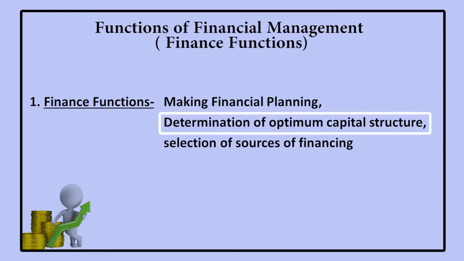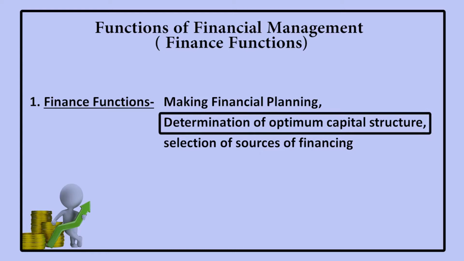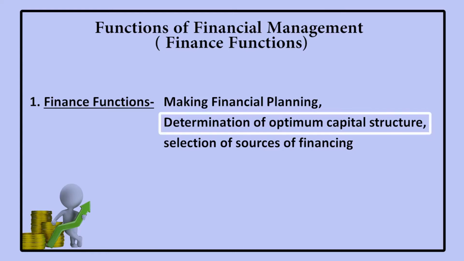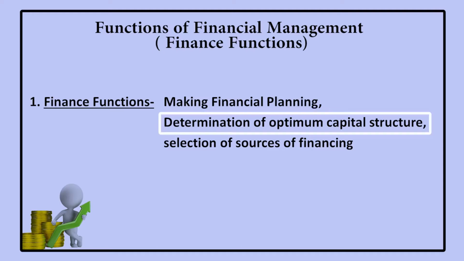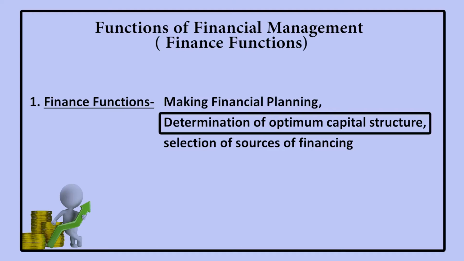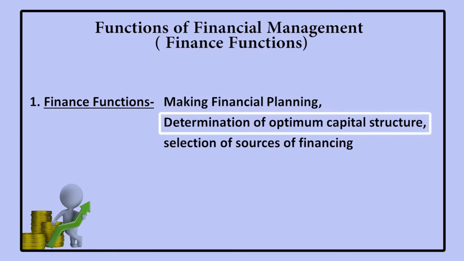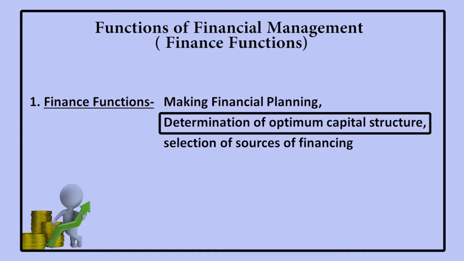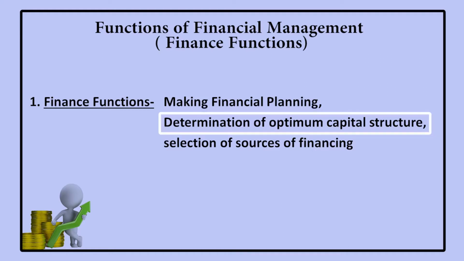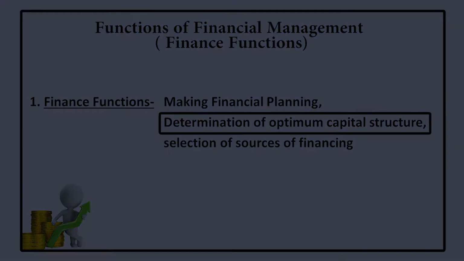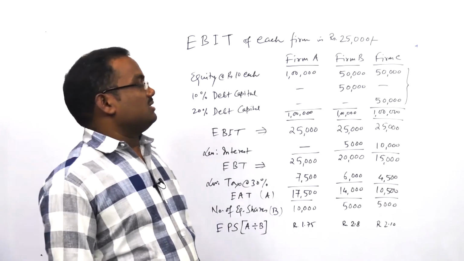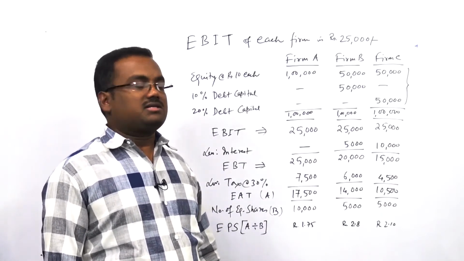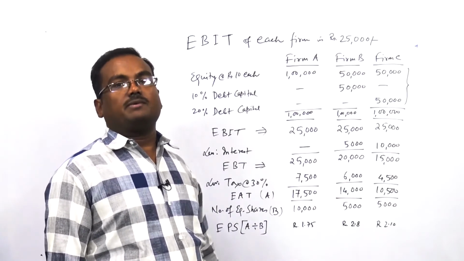The main purpose of any business is to acquire capital, but behind acquiring the capital, the main aim is to increase the value of the business. That means the maximization of wealth. Wealth can be maximized by increasing earnings per share. So optimum capital structure is the main part of the finance function. This can be explained with the help of an example.